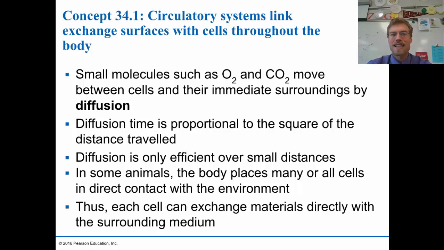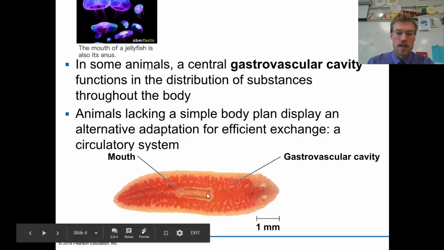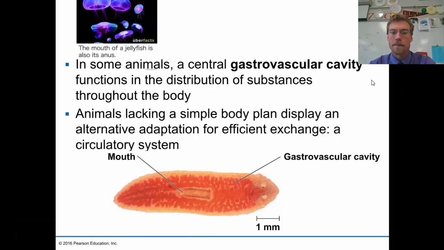The reason why we need a circulatory system is that diffusion can occur between cells that are right next to each other. You can move small molecules. However, it is only efficient for small distances, and so you need to be able to get the nutrients to each of those cells so that diffusion can take place efficiently. In small animals, if you have a central gastrovascular cavity, then that can effectively distribute all the substances and diffusion can occur easily. For example, in these flatworms, the gastrovascular cavity is right down the middle of the organism, and it can very easily diffuse those materials throughout the body.